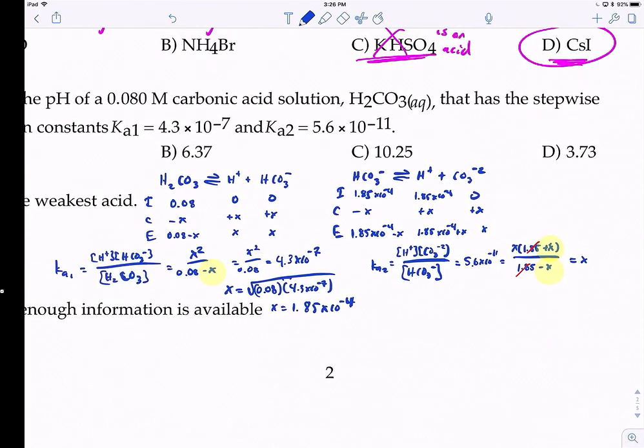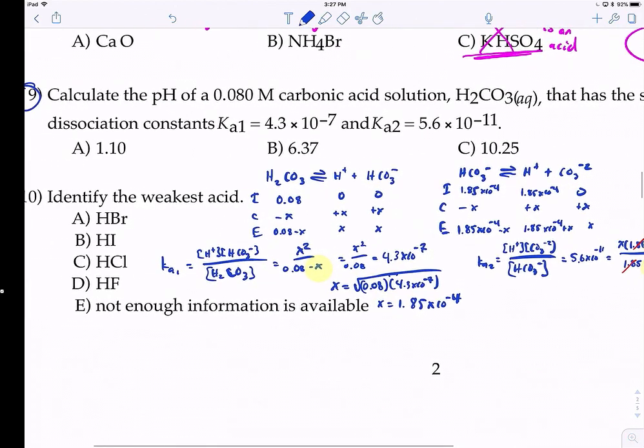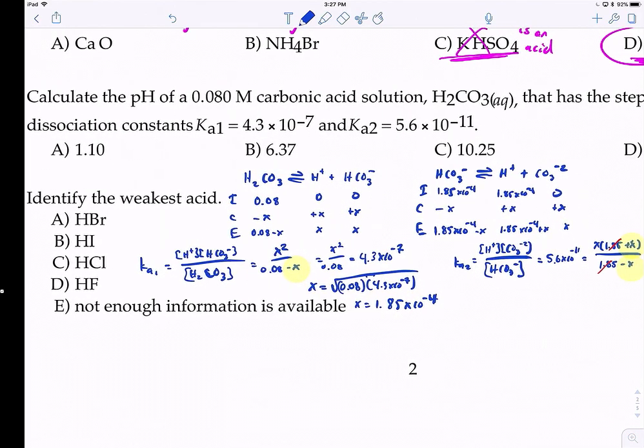So the difference between 10 to the minus 11 and 10 to the minus 4 is a factor of 10 to the 7. That's 10 million. So it's only breaking apart like one part in every 10 million. So it's negligible, and you do not really have to worry about that part. So you go back to x, and then what is the pH?